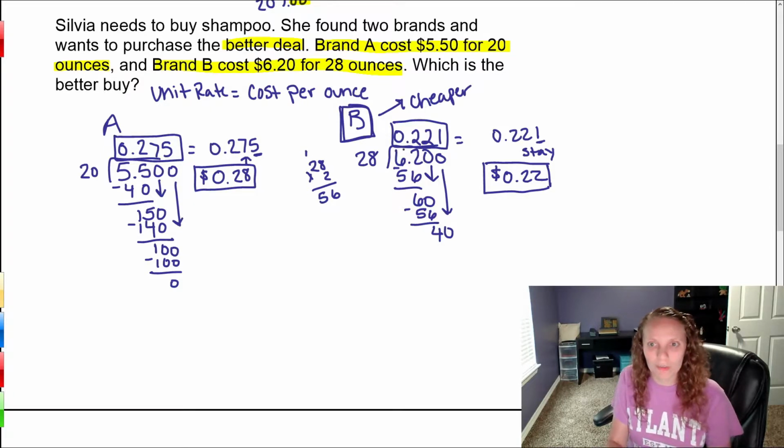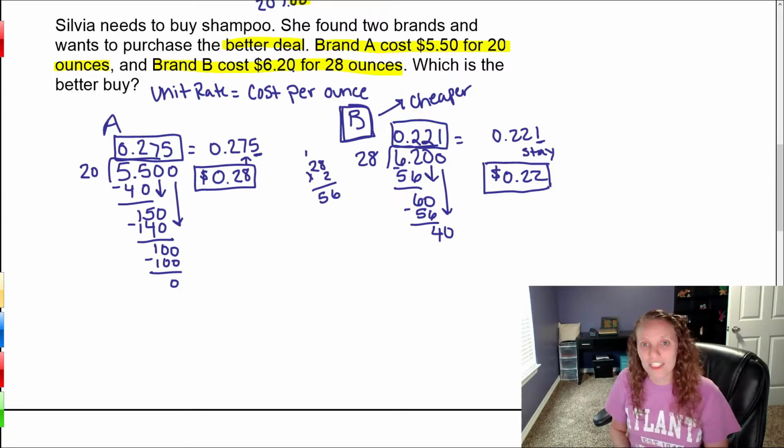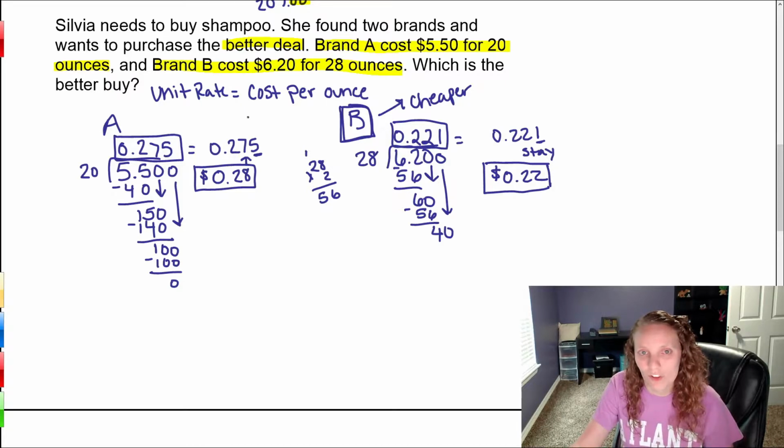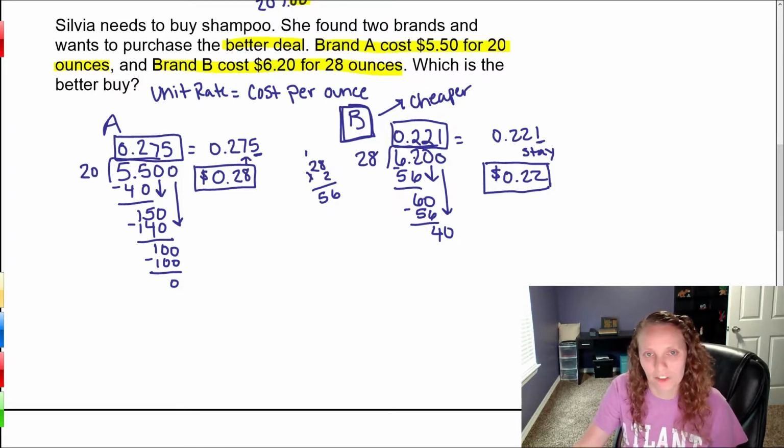Even though she'll spend $6.20 total, which is more, she is getting more ounces for that cost. And then for the cost per ounce, it is lower.